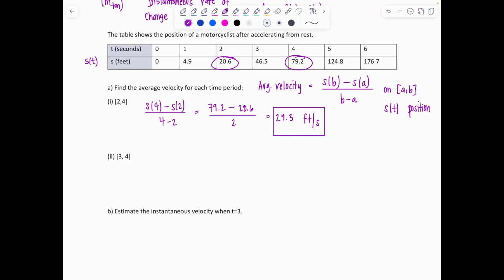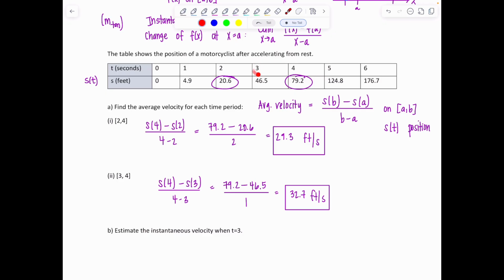Next one. Now we're looking at the interval from 3 to 4. So same thing. S of 4 minus S of 3 over 4 minus 3. So this is going to be 79.2 minus 46.5 over 1. And you should get 32.7. Again, feet per second. Don't forget the units. How are we doing? Okay, good. Now, the next thing they ask us to do is estimate the instantaneous velocity when t equals 3.